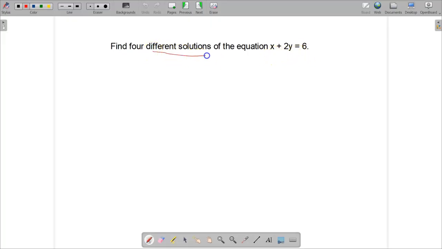The question is: find four different solutions of the equation x + 2y = 6. Different solutions means that for a linear equation in two variables we will have many solutions. Out of the many solutions, they are asking to find only four solutions. Generally we will have infinite solutions for a linear equation in two variables, but here we need to find only four different solutions out of the infinite solutions.